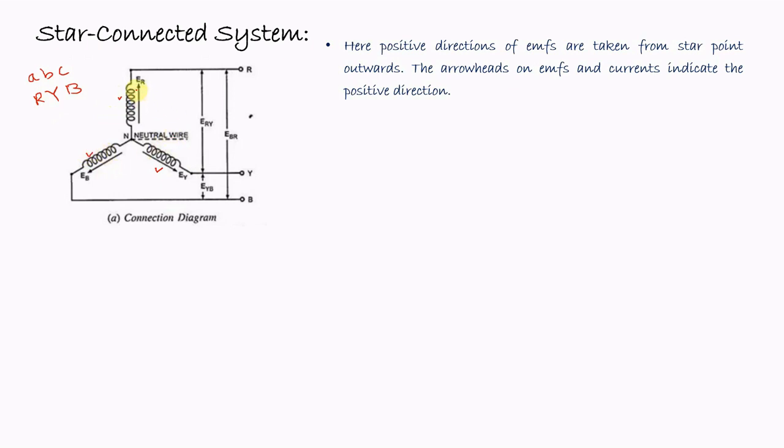So the voltage induced in the R coil is represented as ER. Similarly, the voltage across the coil B is EB and here it is EY. As we have already discussed, the potential difference or the voltage induced in a coil is considered as a phase voltage. So let's say ER should be equal to EY should be equal to EB, and it is considered as the phase voltage or the phase EMF, that is EPH. This is for a balanced system.